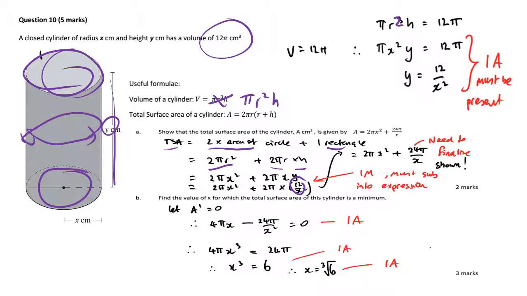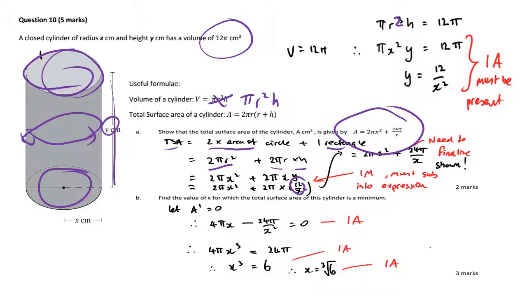Okay, now in part B, it said find the value of x for which the total surface area of the cylinder is a minimum. Now remember, when you have a show that question, you're allowed to use the part, even though you hadn't probably worked it out previously. You are allowed to use that 2 pi x squared plus 24 pi over x. So we need to differentiate that expression. We get 4 pi x minus 24 pi over x squared equals 0. We rearrange this and we eventually get x is equal to the cube root of 6. And so that's our final answer.